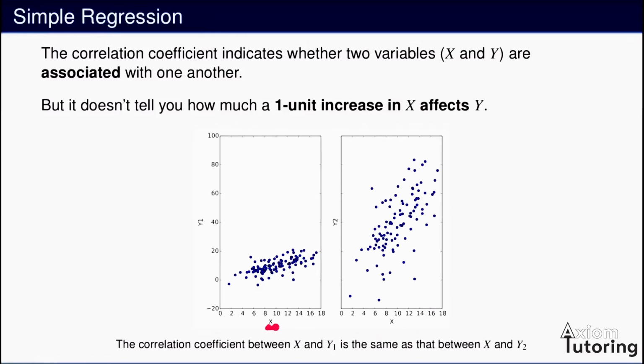correlation coefficient. So the correlation coefficient between x and y1 is exactly the same as the one between x and y2, but we can see that the relationship between x and y1 is very different from the one between x and y2. In this case, the slope seems to be relatively small, so positive, but not very large, whereas in this case, the slope of the line of best fit would be much steeper. So we know that correlation is not enough to tell us everything we want to know about the relationship between x and y.